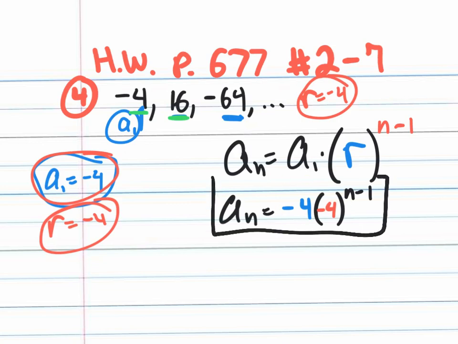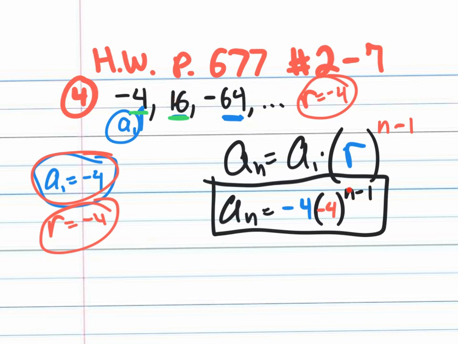Now let's say you weren't too comfortable about your a sub nth rule here, and you're questioning, maybe I made a mistake. I don't know, did I get this right? You could plug in the number 1, and that should give you your a sub 1 term, which is negative 4. You could plug in the number 2, and that should give you your a sub 2 term, which is 16. You could plug in a 3, and it should give you negative 64. So it's up to you.